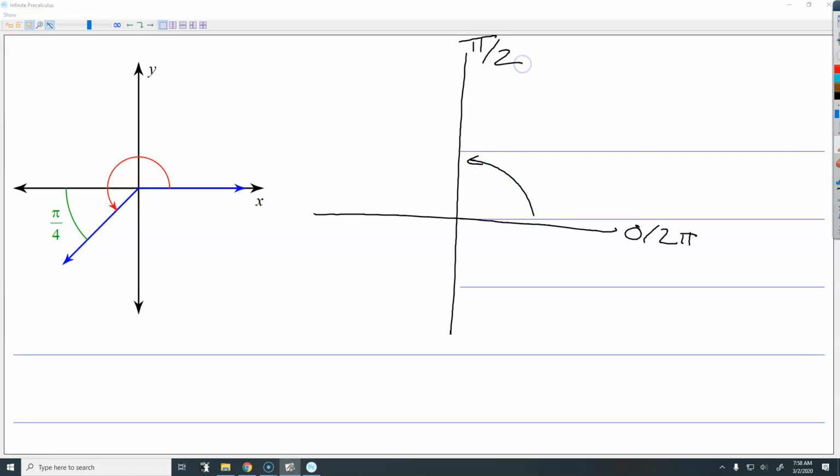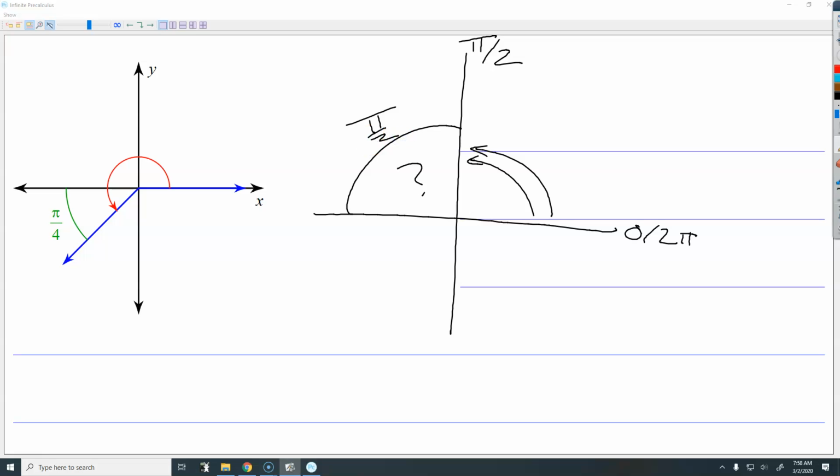Now what that means is that when we're doing degrees, every one of these quadrants here was 90 degrees, right? When you're doing radians, every quadrant is how much? Pi over 2. Okay? So know that much. If you want to know the distance from here to here, the answer is pi over 2.